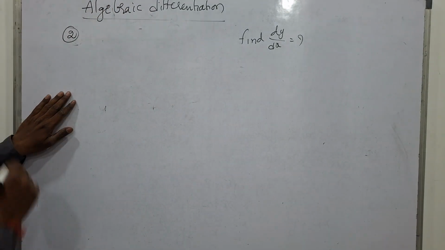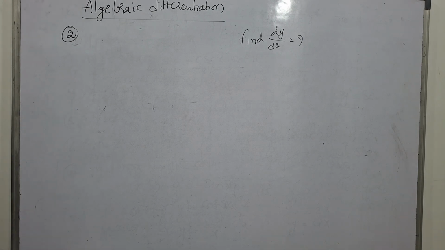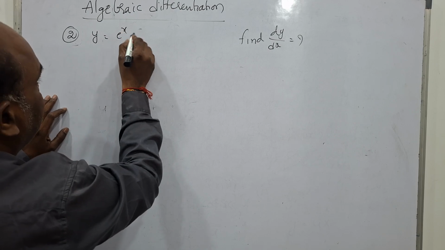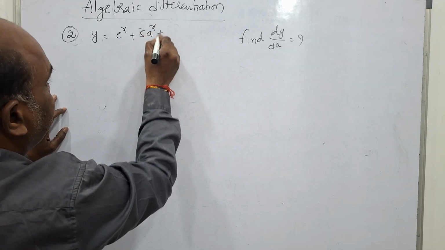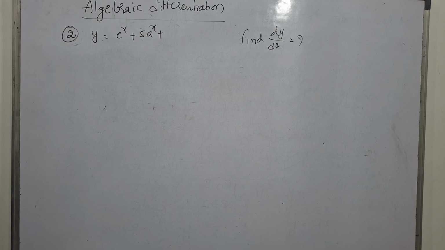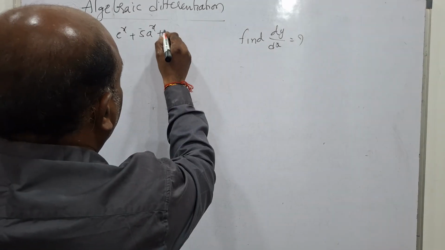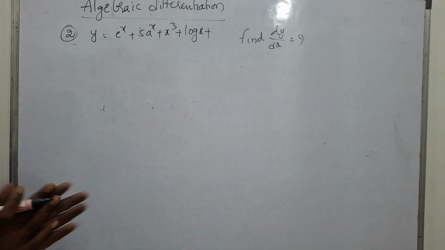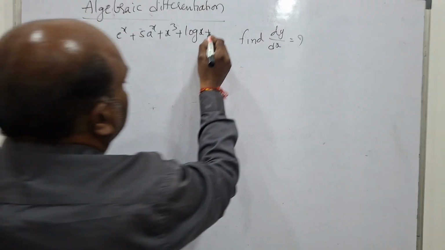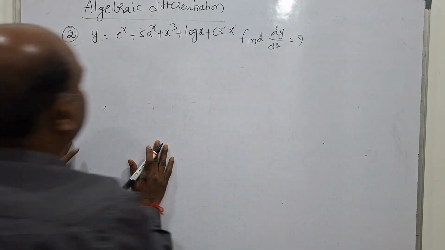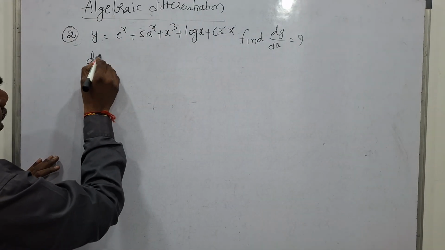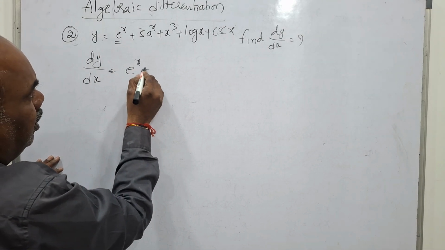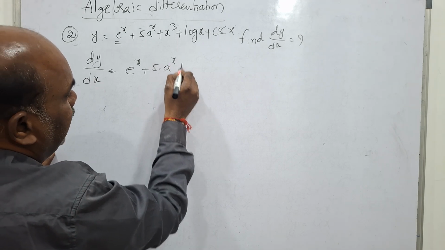How to find this question? Please note down. y equal to, all functions I will give you: e power x plus 5 into a power x, plus x cube plus log x plus cosec x. This is the function. Find dy by dx. dy by dx equal to e power x only, 5 into a power x into log a.